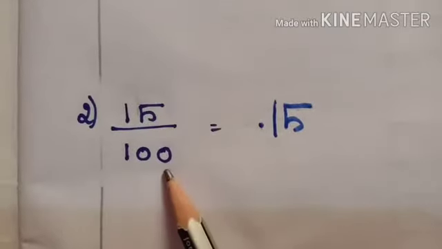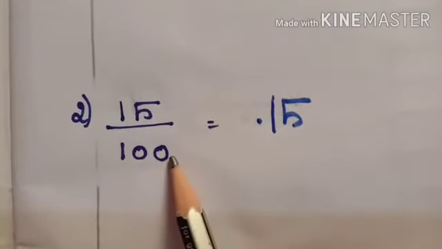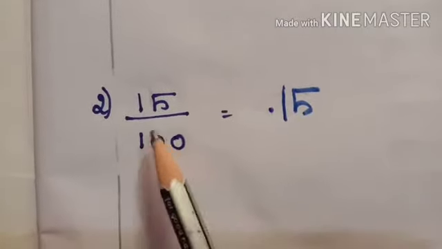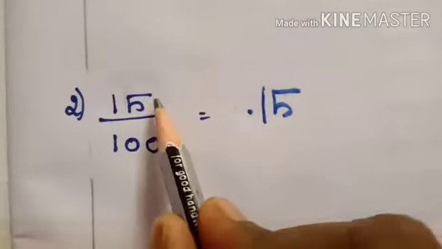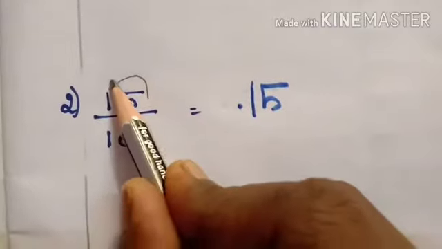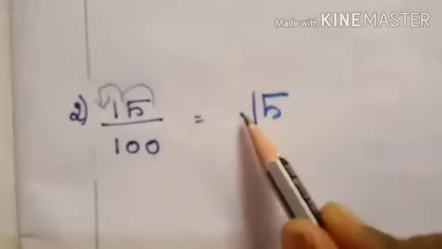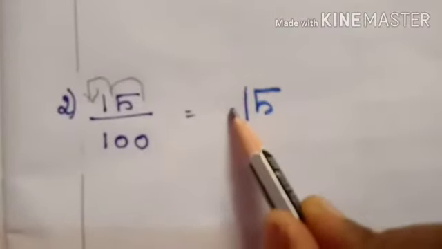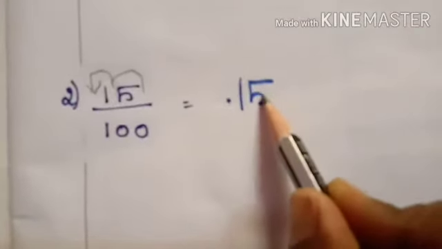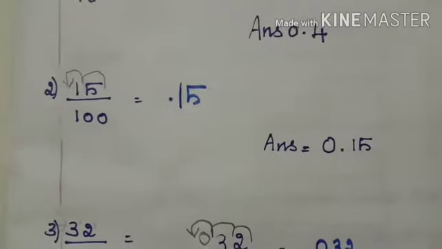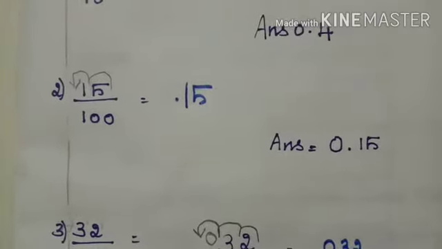Next fraction is 15 by 100. How many zeros in the denominator? Very good, 2 zeros. So we have to take 2 decimal places from right to left and put the decimal point where the arrow ends. So 0.15. The answer is 15 by 100 is equal to 0.15.